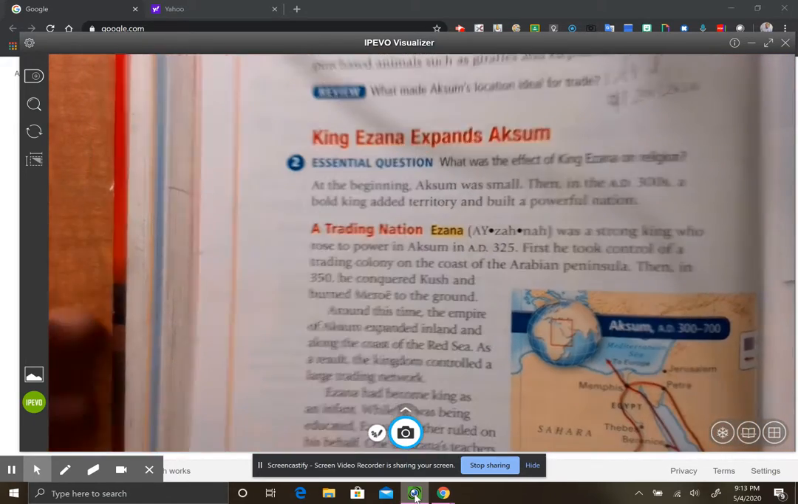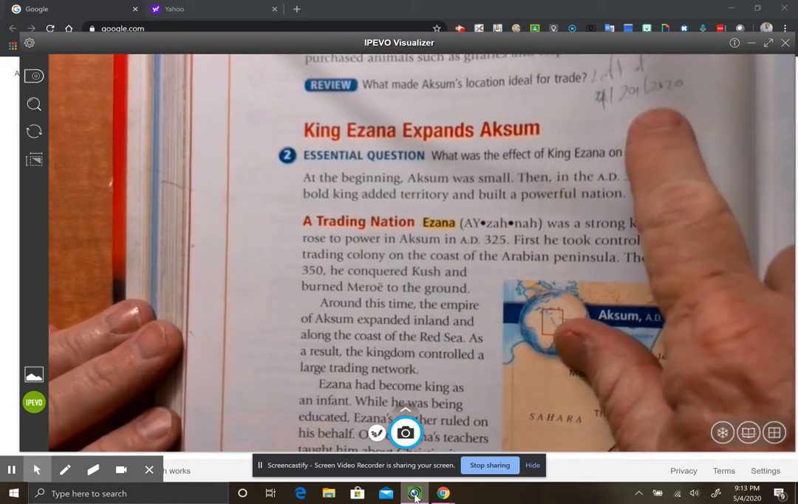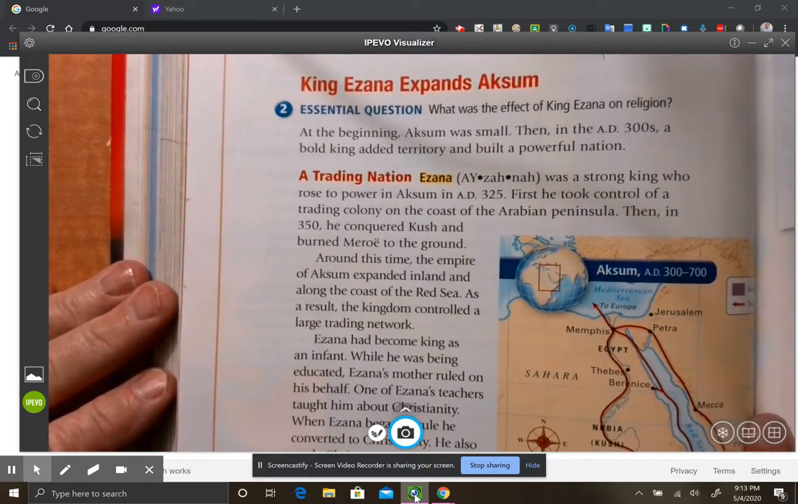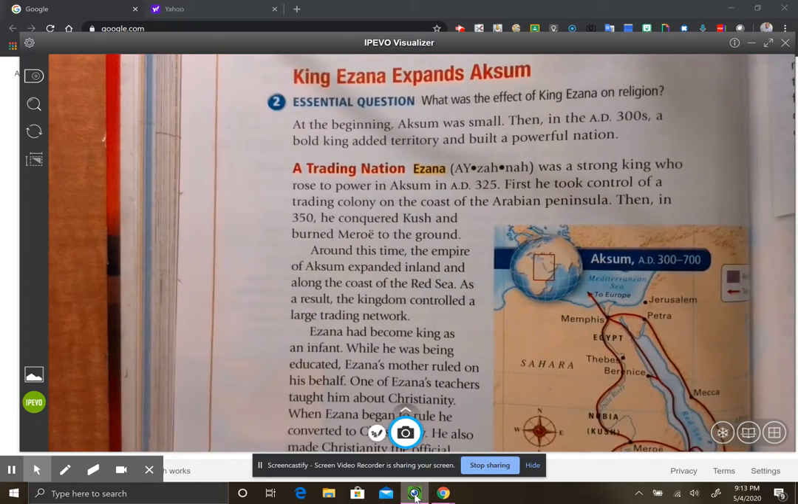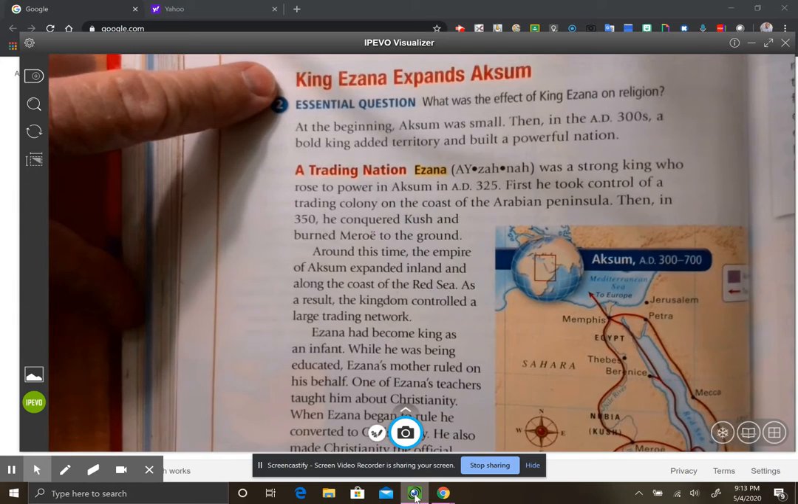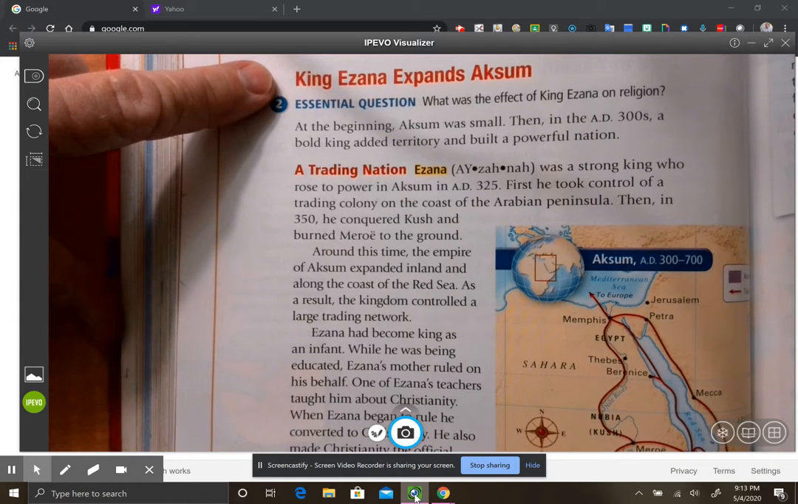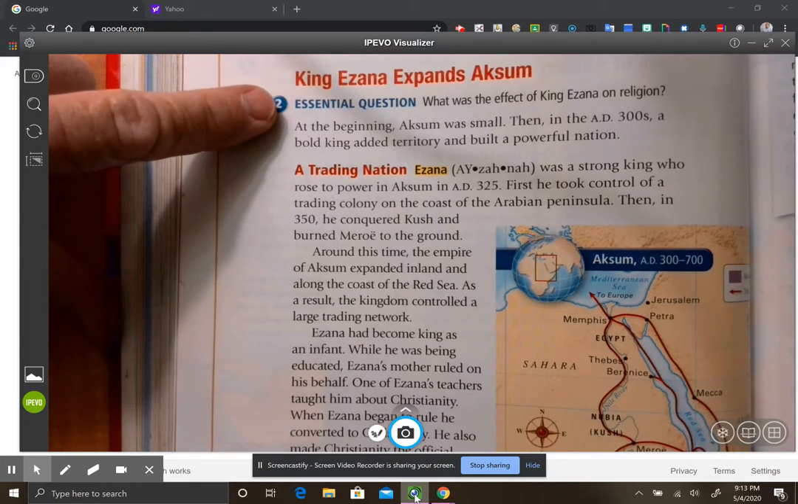Last time we met, we ended up there. See, I left my note. Our subtitle is King Azana Expands Aksum. Our essential question is, what was the effect of King Azana on religion?